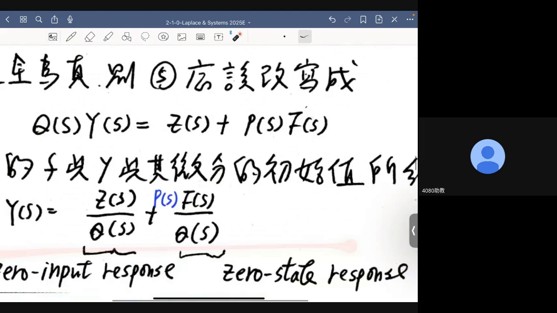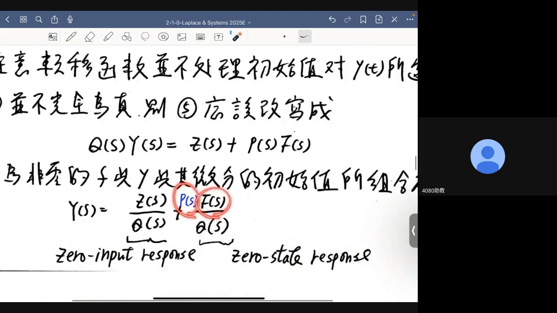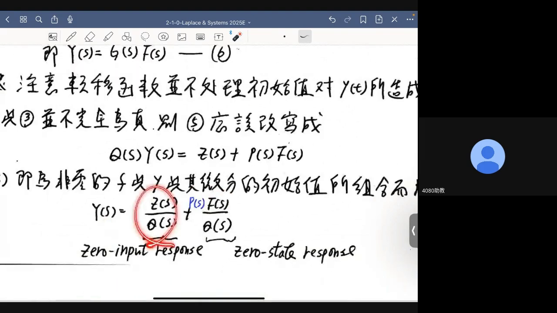This is what I will get. Here, we should have a P of s ahead of F of s. So Y of s is actually the sum of Z of s divided by Q of s, and the product of P of s and F of s divided by Q of s. For this part, we call it zero input response. For this part, we call it zero state response. This represents the total output.